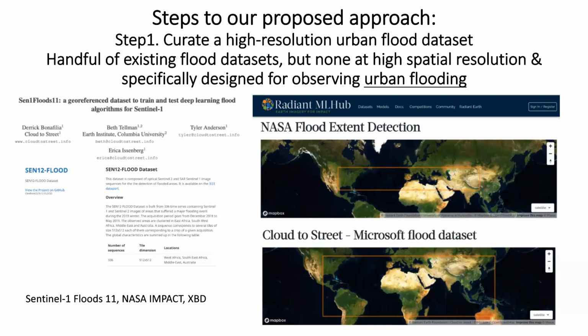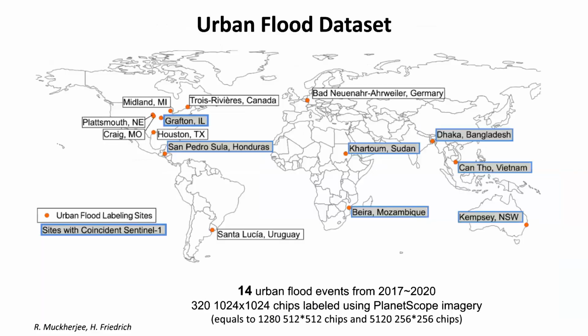So we curated a high resolution urban flood data set based on PlanetScope imagery. There are 14 urban flood events that occurred during 2017 to 2020, and in total 320 chips of 1024 by 1024 pixels using PlanetScope images. All those chips are manually labeled based on 3-meter resolution sensors.